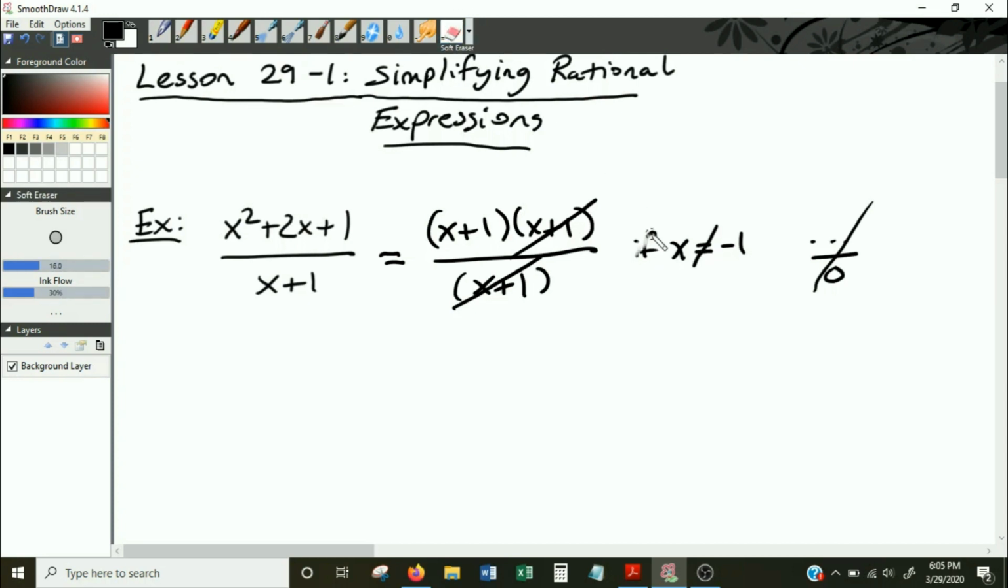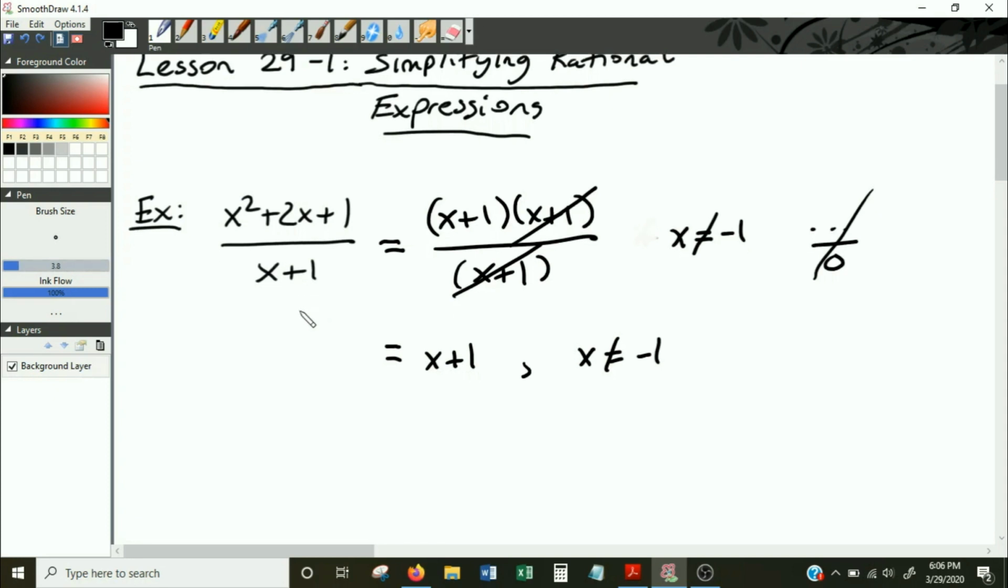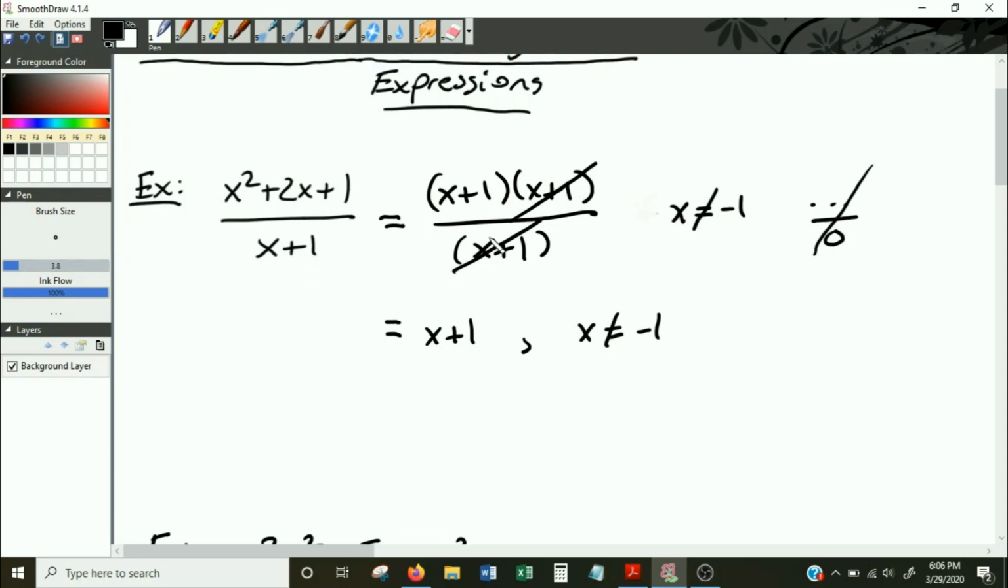Okay? So x cannot be -1. When we make this cancellation, we need to acknowledge that x cannot be -1. So what we end up getting is a simplified expression of x plus 1, with the addition that x cannot be -1. Because, once again, if I plugged x equals -1 into this expression right here, it would cause it to be 0 on the bottom, and that would be a problem. We can't divide by 0, so x can't be -1. So that's the first problem. That's pretty straightforward. This was our answer.